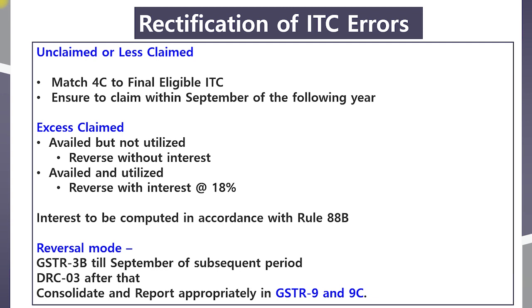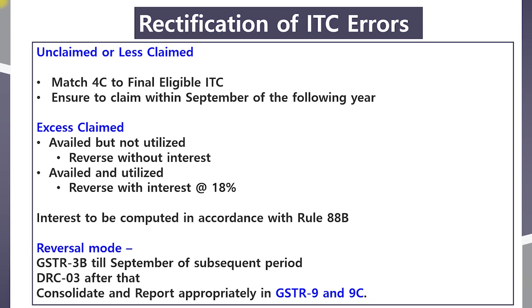Now, rectification of ITC errors. Like we discussed in the previous slides, more elaborate reporting is more prone to errors, so how do we rectify this? For unclaimed or less claimed credits, we do a yearly reconciliation, either during the month of March or September. We ensure what finally reached the electronic credit ledger will match the final eligible ITC as per my books of accounts compared with 2B. If at all there is any less claim or unclaimed credits, please ensure it is claimed within September of the following year.